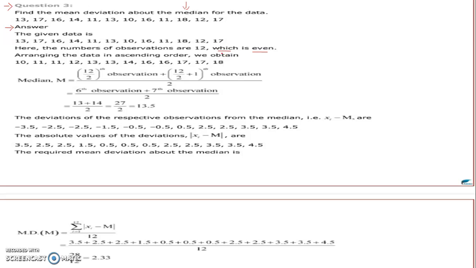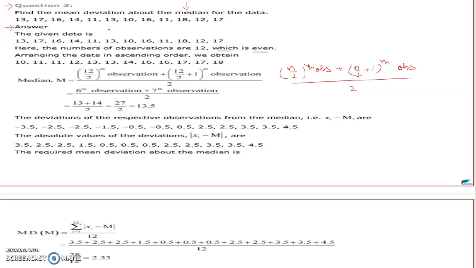If you remember how to calculate the median when the number of observations is even, the formula is the n by 2 th observation plus the n by 2 plus 1 th observation, divided by 2. In this case, what is the value of n? Here the value of n is even, and it is 12. So that is why the 12 by 2 th observation plus the 12 by 2 plus 1 th observation.